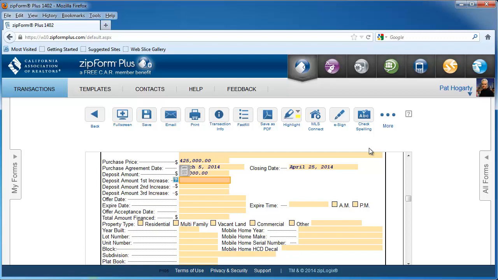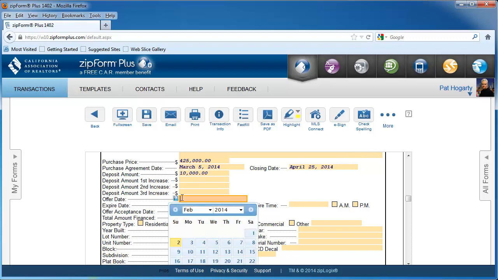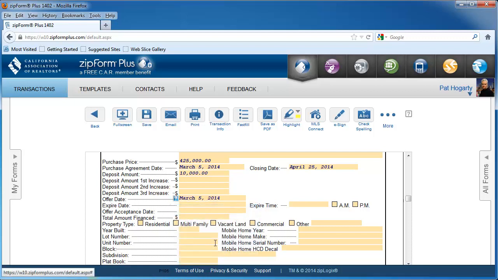I want you to put another $5,000 down. So that's what that means. This is going to be the date of the offer, okay, which we'll make the same date as the date above. So we'll say this is going to be the date of the offer, we'll make this the 5th.